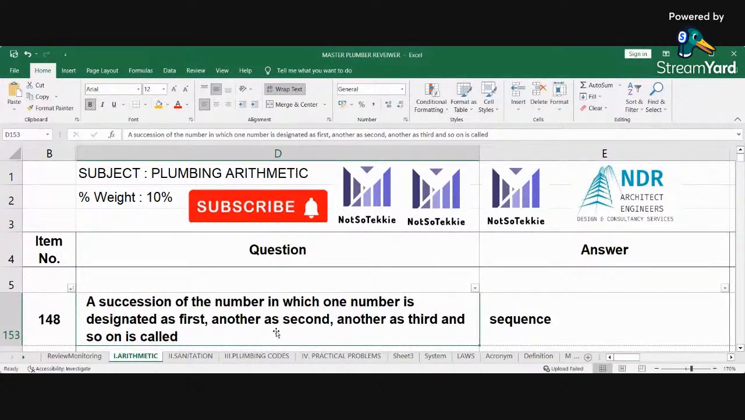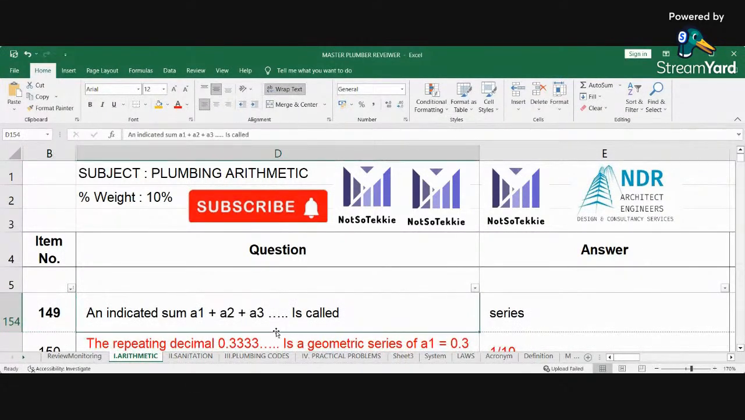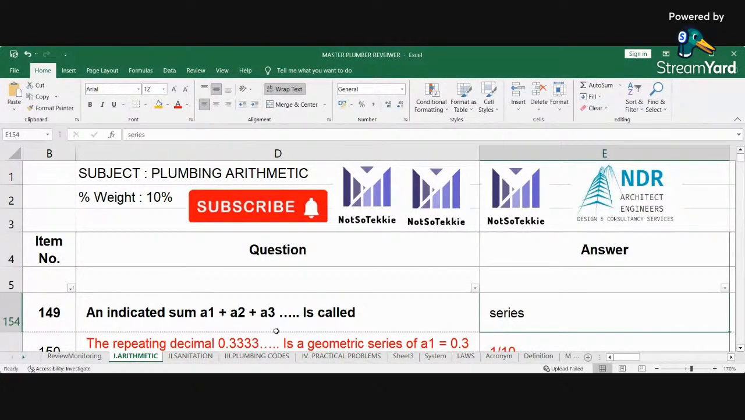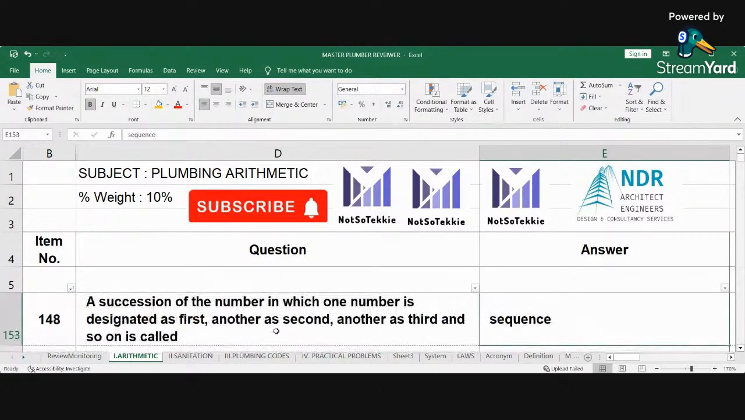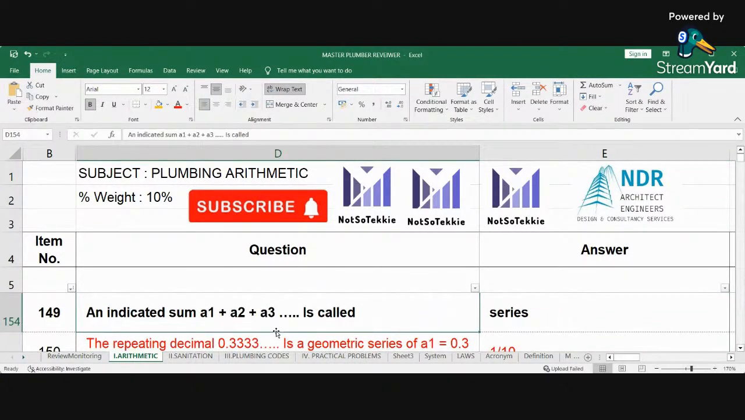149. An indicated sum of a1 plus a2 plus a3 and so on is called series. Okay ba yung sequence series na first, second, third naman a1, a2, a3 is series. And an indicated sum a1 plus a2 plus a3 and so on is called series.